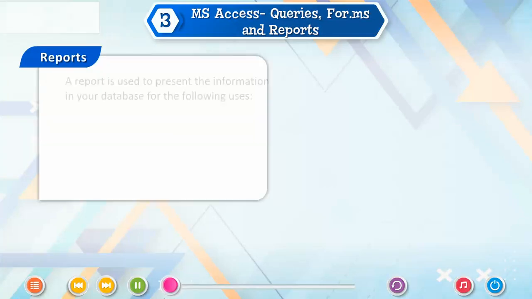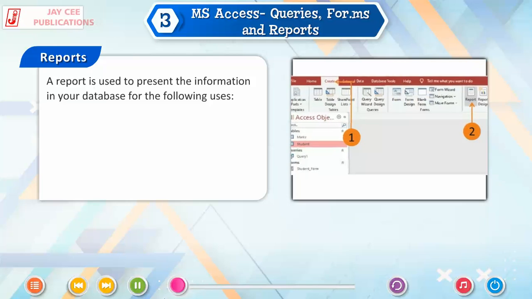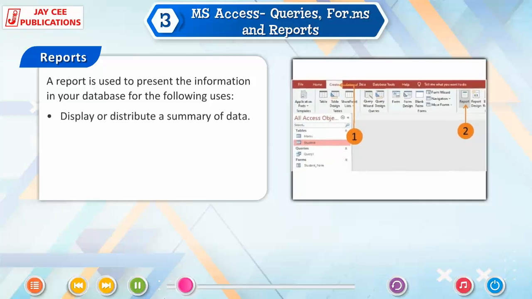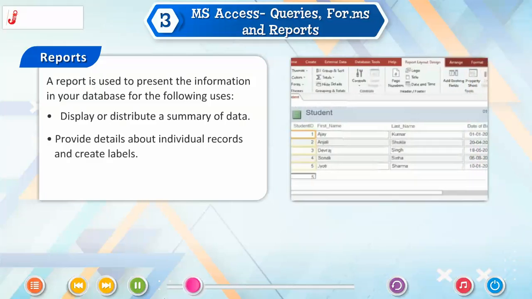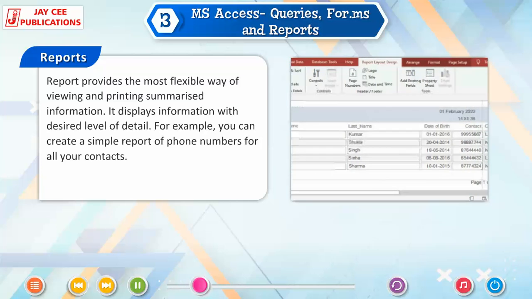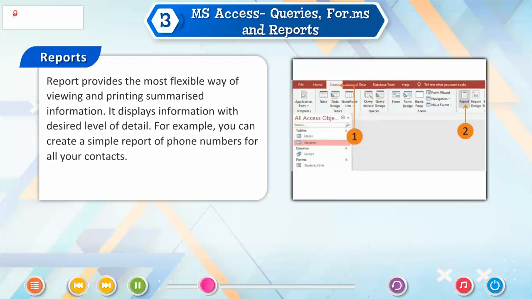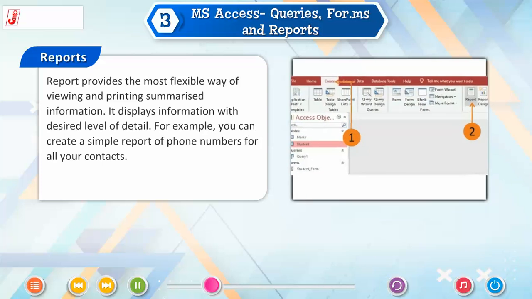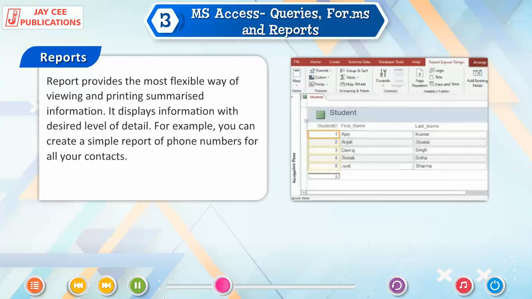Reports. A report is used to present the information in your database for the following uses. Display or distribute a summary of data. Provide details about individual records and create labels. Report provides the most flexible way of viewing and printing summarized information. It displays information with the desired level of detail. For example, you can create a simple report of phone numbers for all your contacts.